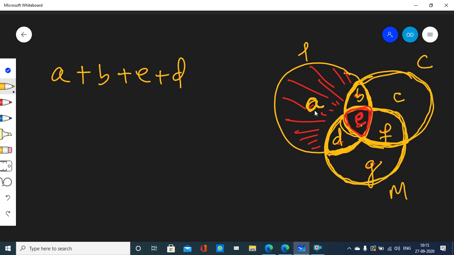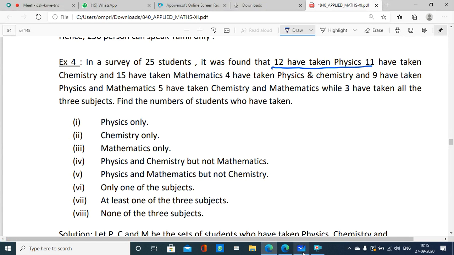You get my point? A plus B plus E plus D is the entire P set. And what are A, B, C, D, E, F, G? They are numbers of people. A is the number of people who live in this region, B is the number who live like this. So A plus B plus E plus D is the number of people who study physics, and that number is 12.